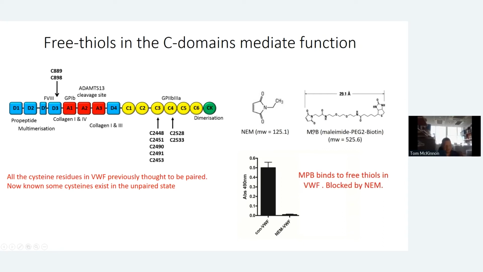There's a very simple way to show this. NEM and MPB are two molecules that bind to free thiols, or to unpaired cysteines. If we take control VWF and incubate it with MPB, we see a binding signal. If we pre-treat the VWF with NEM to block the free thiols, we lose that MPB binding signal. So this, along with some mass spec, demonstrated that there was a series of residues in the C terminus here and a couple in D3, which can in some way exist in the unpaired state.